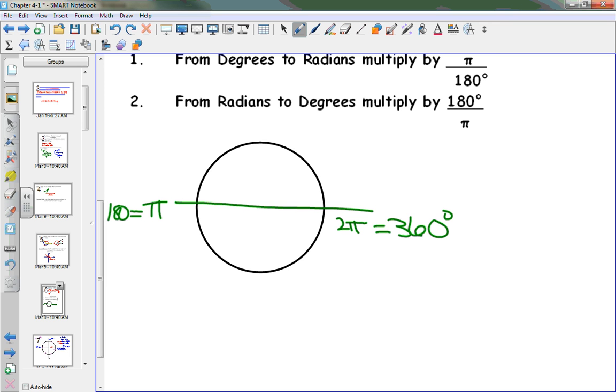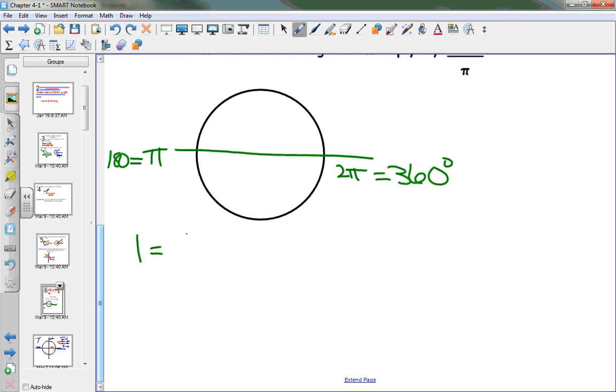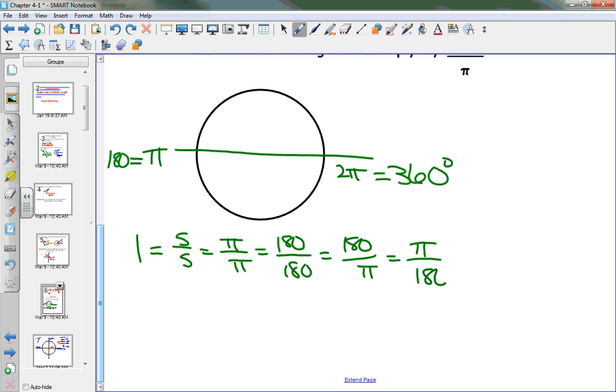Which means, how many different ways can I write the value 1? Well, 1 can be 5 over 5. It can be pi over pi. It can be 180 over 180. Or it could be 180 over pi. Or it could be pi over 180. I made it up just so that you could see. It could be anything you want. There's infinitely many different ways to write 1, correct? Now what we're doing is we're converting one measurement into another measurement. So we have to multiply that measurement by a unit of 1. Because when you multiply something by 1, what do you always get back? Itself, right? You're not changing it, you're just changing the view of it.